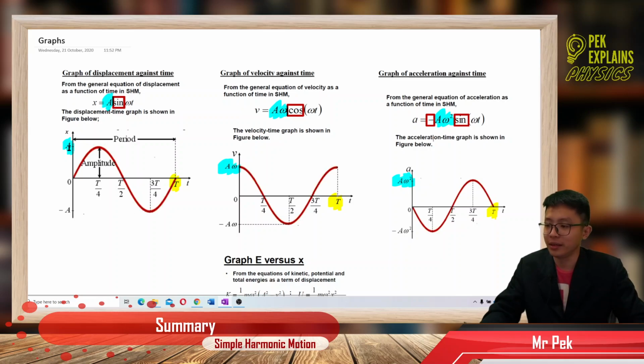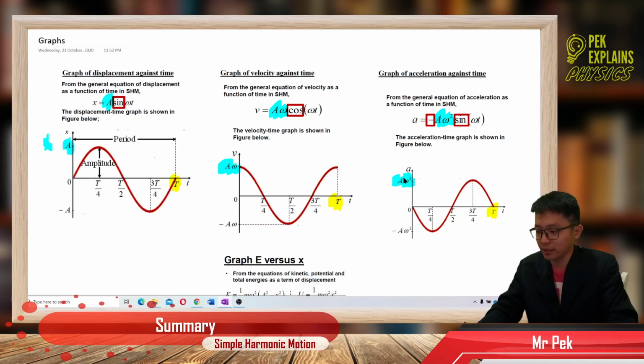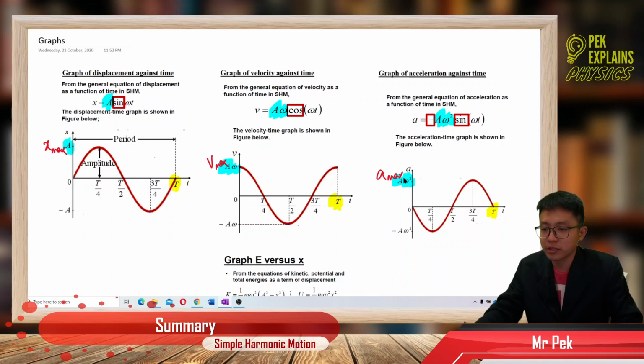Displacement maximum is A, velocity is A omega, acceleration is A omega square. That's the maximum value. You know that? This is the maximum displacement, this is the maximum velocity, and this is the maximum acceleration.